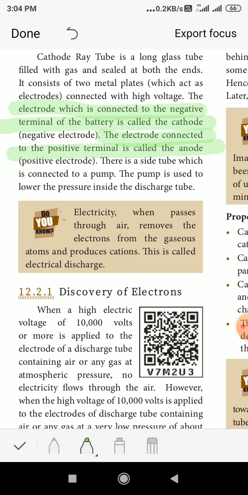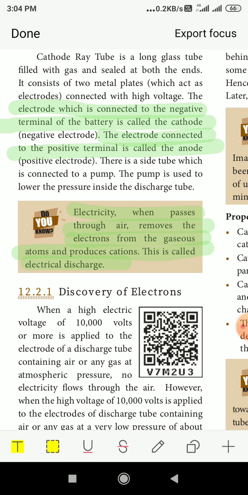They mentioned what is electrical discharge. So, what is electrical discharge? When electricity is passed through the air, it removes the electrons from the gaseous atoms to produce cations. This is called electrical discharge. Now, discovery of electrons.